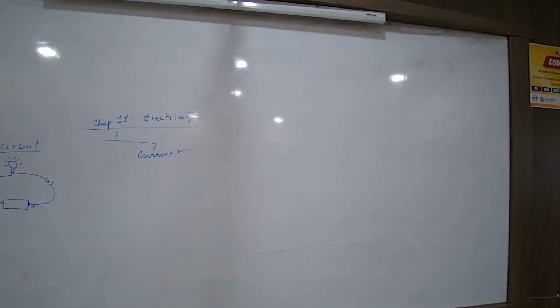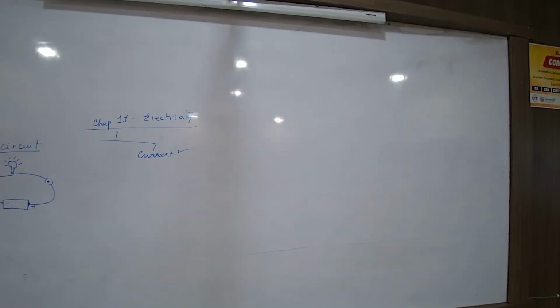What happens if the wire is cut? Is the circuit working? No, the circuit is broken. There's no continuous path. So when we talk about an electric circuit, it means a complete path for the flow of current. The definition: what is an electric circuit? An electric circuit is nothing but a path for the flow of current.